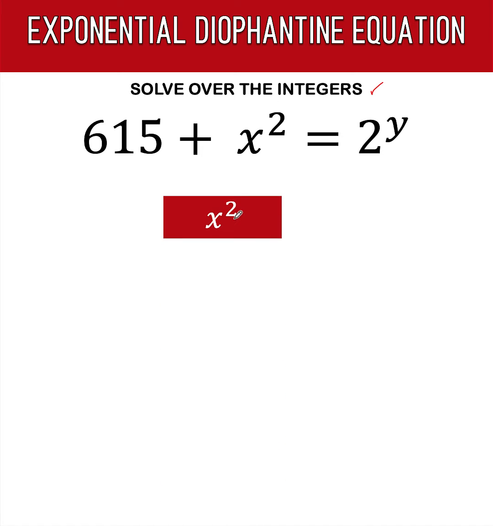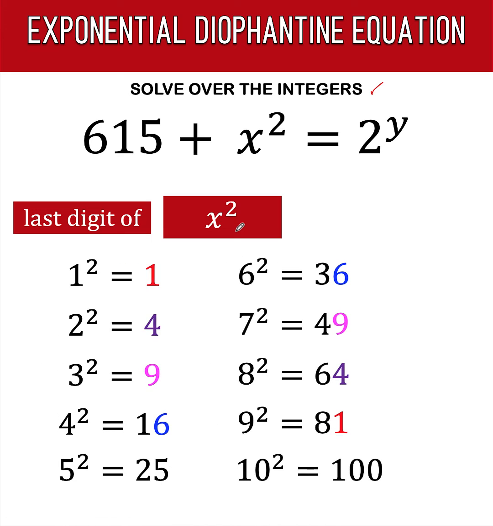Let's begin first with x squared. Since x squared is an integer, its last digit is also an integer. We know it's not a decimal number. Let's see the pattern of the last digits of x squared for x equals 1, 2, 3 up to 10. 1 squared is 1, 2 squared is 4, 3 squared is 9, 4 squared is 16, and 5 squared is 25. When you go to 6 squared, that is 36, the last digit is the same as this. For 7 squared, it's 49, the last digit is this 9. 8 squared is 64, the last digit is also 4. 9 squared is 81, the last digit is 1. And 10 squared is 100, the last digit is 0.